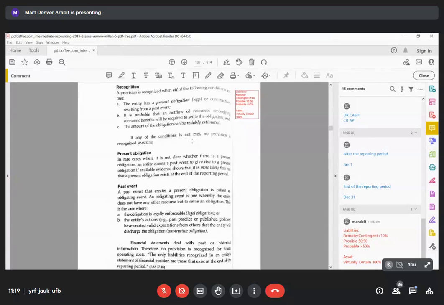Okay, so next is present obligation. In rare cases where it is not clear whether there is a present obligation, an entity deems a past event to give rise to a present obligation if available evidence shows that it is more likely than not that a present obligation exists at the end of the reporting period. So again, you should have a present obligation arising from past event. Ano ba sa audit? Ito, past event. Again, there should be obligating event. As mentioned naman na dito. Which is, ito siya.